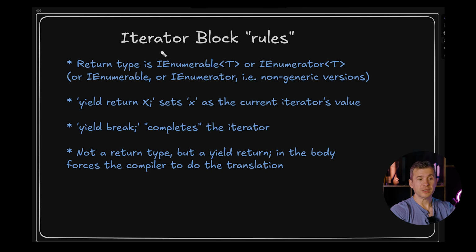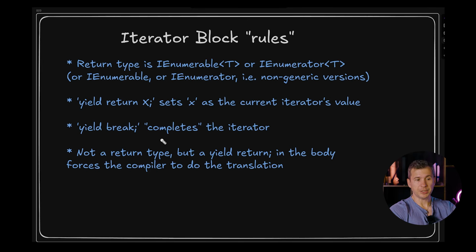There are a few rules that convert a regular method into an iterator block. First, the return type should be IEnumerable of T or IEnumerator of T. Actually, non-generic versions are supported, but this should be very rarely used. Yield return x sets x as the current value of the iterator. When the iterator reaches this point, that's the value that the Current property will return.